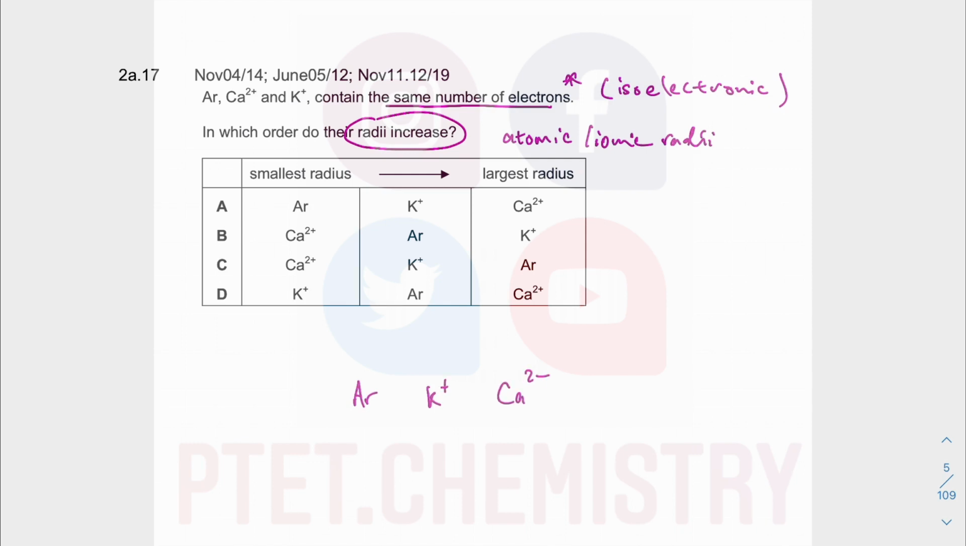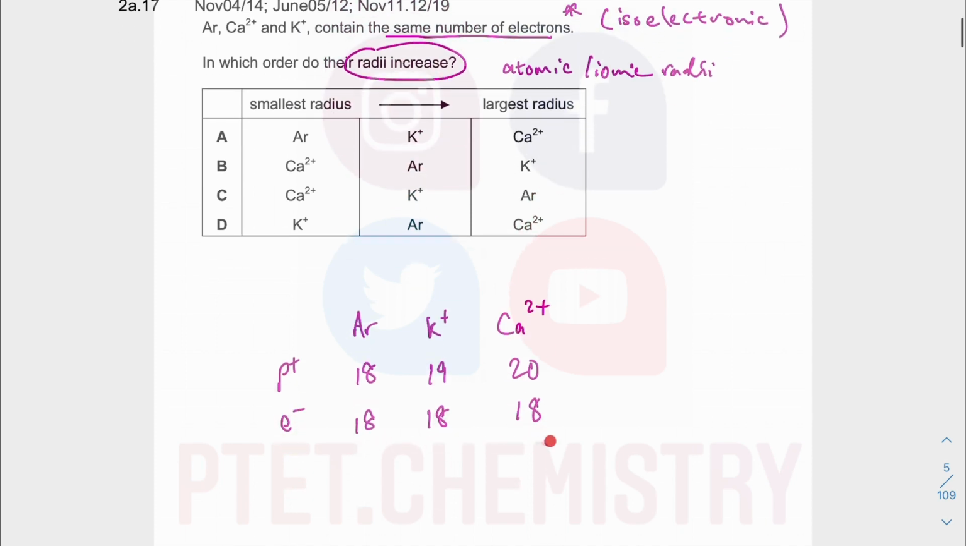Okay, so when we look at the question from the whole perspective, we have Ar and then potassium and then calcium. I'm just rearranging them so that it's clear. The proton is 18, 19, and 20. And then the electron is just 18, 18, and 18 because they are isoelectronic, right? Okay, so they all have 1s2, 2s2, 2p6, 3s2, 3p6, which is argon configuration.